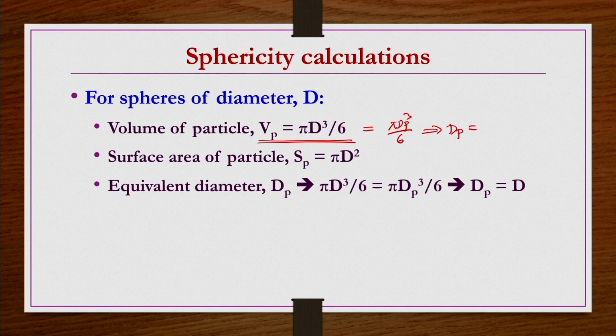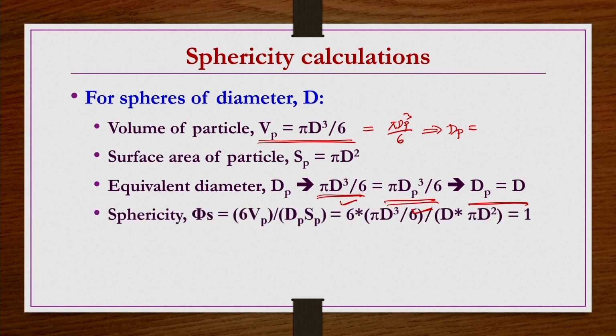So, the volume of the particle should be equated to the volume of a spherical particle whose volume is the same as the volume of the irregular particle that we have considered. Here, since both of them are spherical particles, pi d cube by 6 is equal to pi dp cube by 6. This is the reference material for which we are calculating, and dp is the nominal diameter. Now, the sphericity is 6 Vp by dp sp.